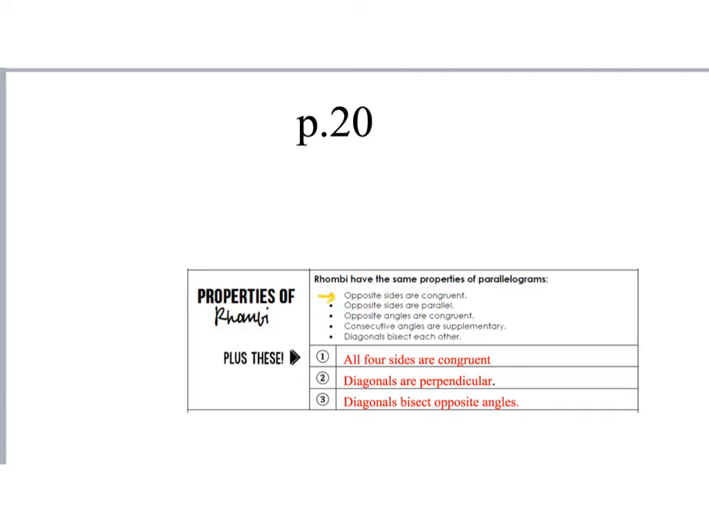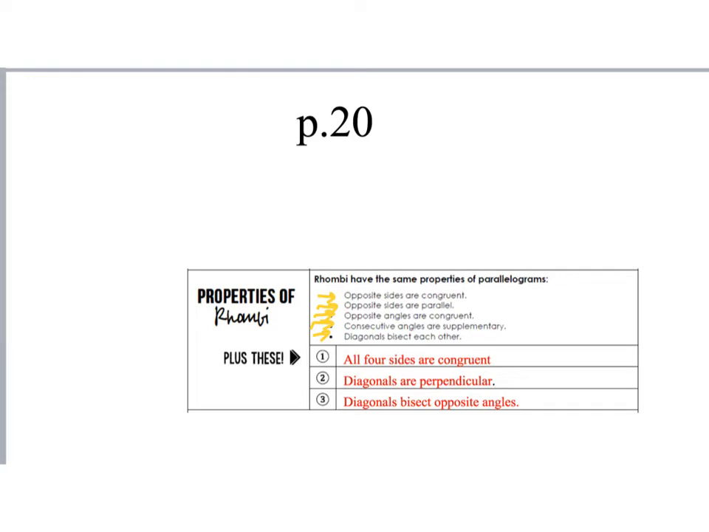We have the OOOCD: opposite sides congruent, opposite sides parallel, opposite angles congruent, consecutive angles are supplementary, and diagonals bisect. So we have all the properties of a parallelogram, and now we're adding 3 more properties.